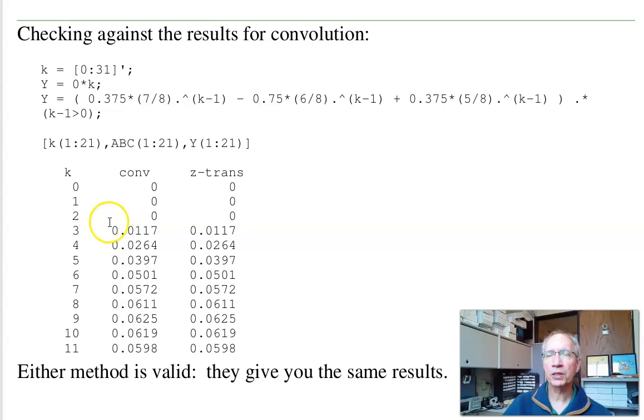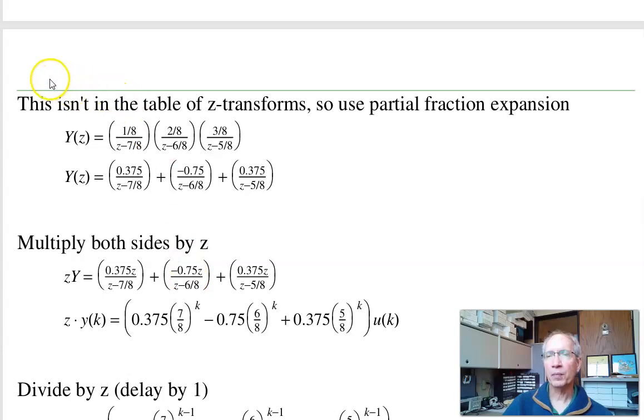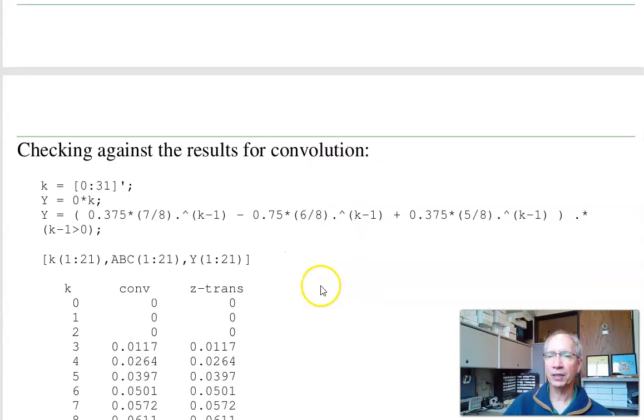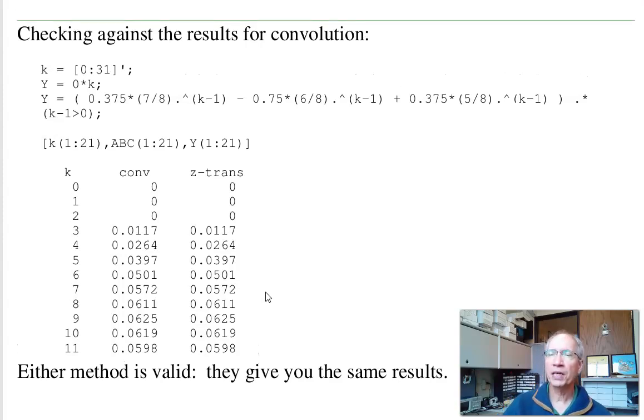Kind of notice I get no results up until 3, well, that shows up right here. I've got a 1 in the numerator, z cubed in the denominator. That means delay by 3. What I could do is multiply by z cubed on both sides. Do partial fraction expansion, pull out a z, z squared. I'm going to get different answers. Then divide by z cubed would be k minus 3, which means nothing happens until k equals 3, which is kind of what you see anyway. I'll get a different way of expressing the answer, but the answers are equivalent. So there's a couple of ways to do this.